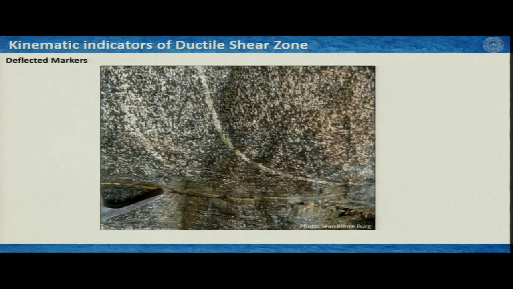We have seen this photograph in the last lecture. So again, this is the ductile shear zone, and this part is the wall rock. Here we have a marker, maybe a little vein, which is getting deflected towards the shear zone this way. And the sense of shear in this wall is like this. So this is again a sinistral sense of displacement from this marker zone.